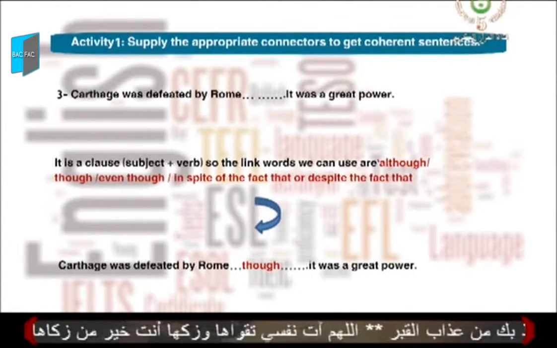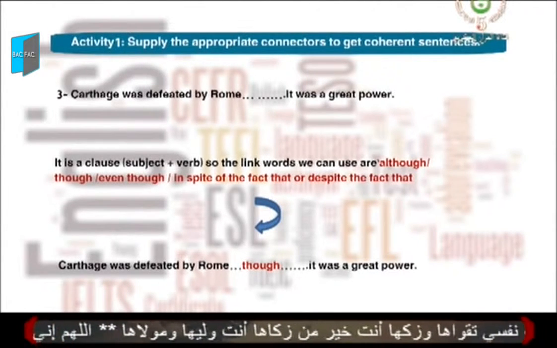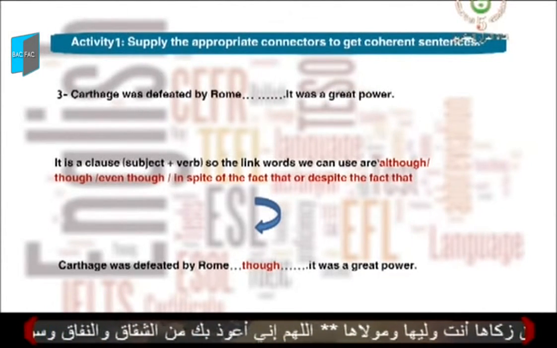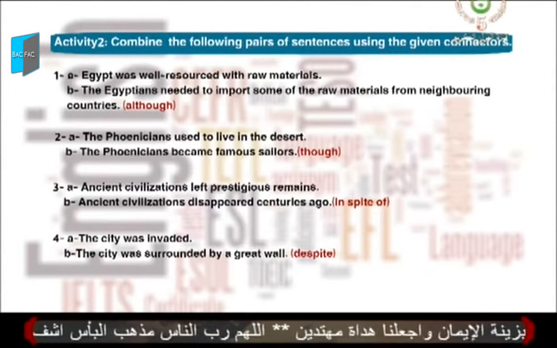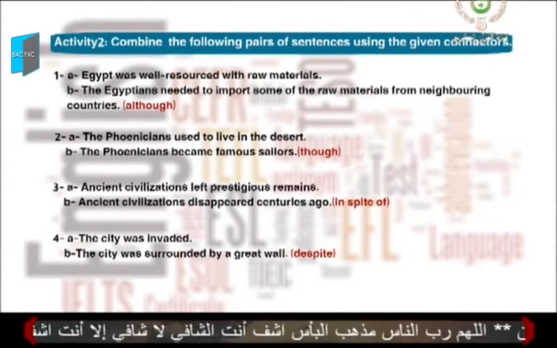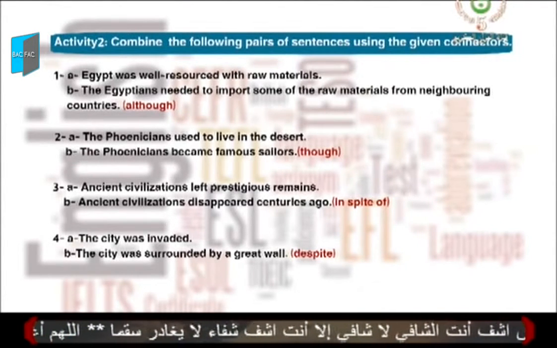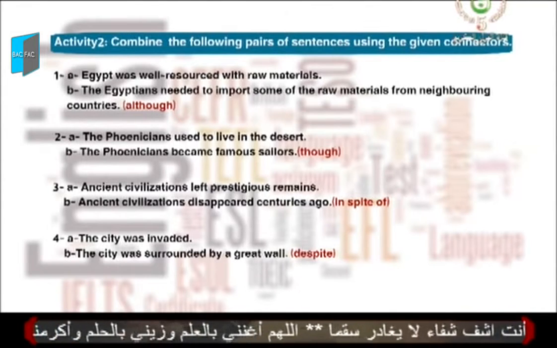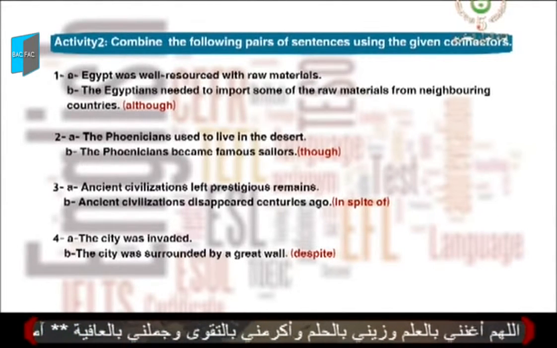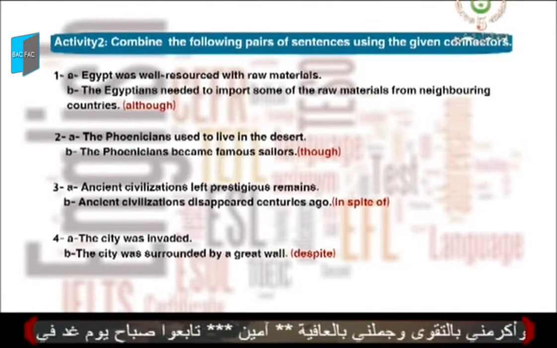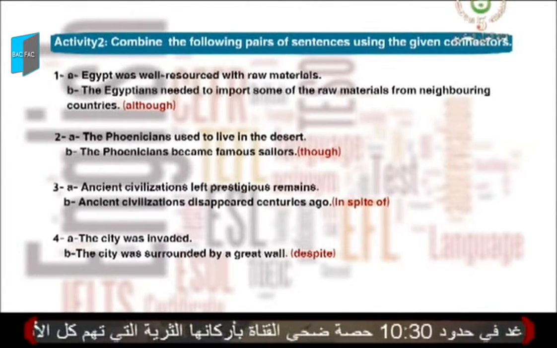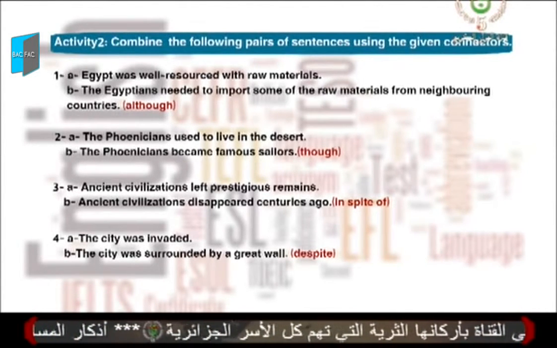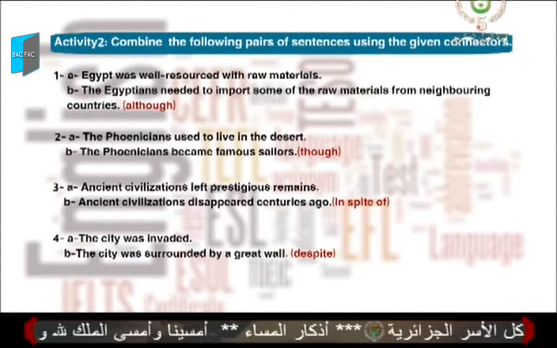As you notice, in the third example, the link word was in the middle of the sentence. This is to tell you that we can start the sentence with although, or we can have it in the middle of the sentence. Let's move to our second activity now. Combine the following pairs of sentences using the link word given in brackets. Of course, make the necessary changes. First sentence, Egypt was well resourced with raw materials. The Egyptians needed to import some of the raw materials from neighboring countries. The link word we are going to use is although.